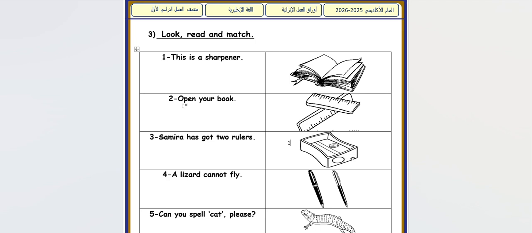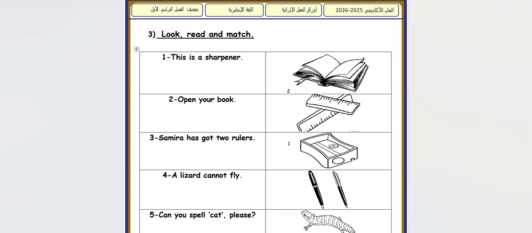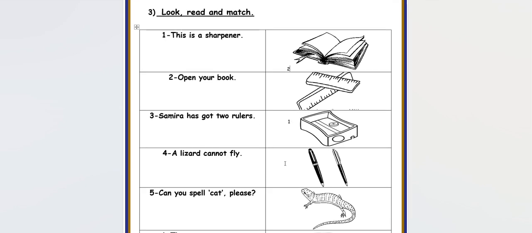Sentence number 2. Open your book. Which picture? This one. This is sentence number 2. Number 3. Samira has got 2 rulers. We try to find 2 rulers. This one. This one. It's 2 rulers. So this is sentence number 3 here. We can write the sentence here or we can match it.